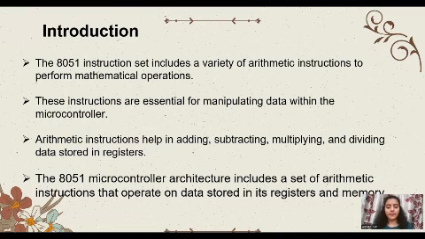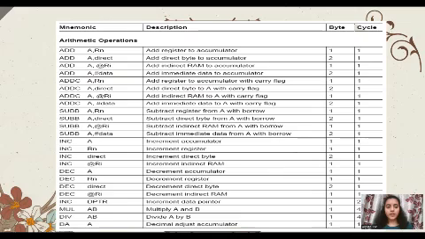Arithmetic instructions help in addition, subtraction, multiplication, and dividing the data stored in the registers. The 8051 microcontroller architecture includes a set of arithmetic instructions that operate on data stored in its registers as well as in the memory. As we can observe in this image, there are many arithmetic operations like addition, subtraction, addition with carry, subtraction with borrow, increment, decrement, multiplication, division, and also decimal adjust accumulator.